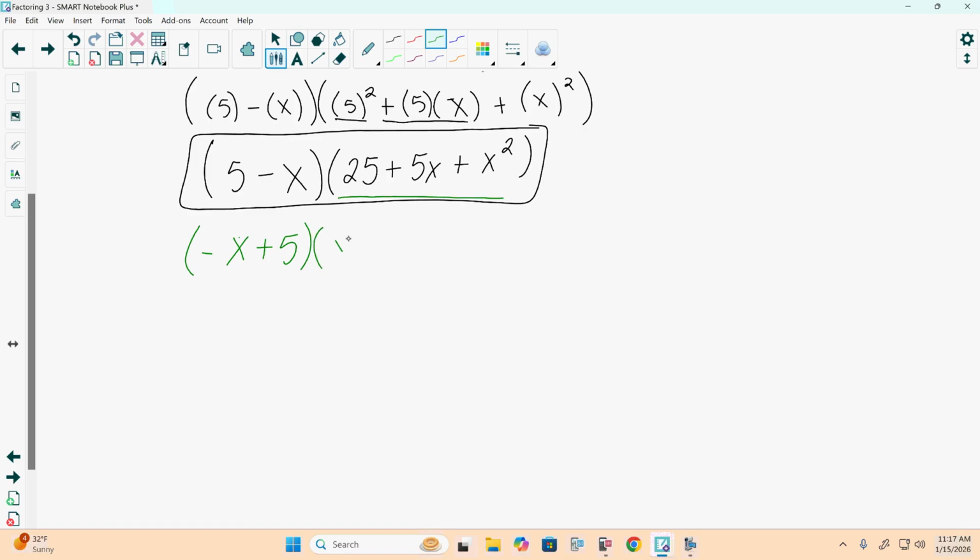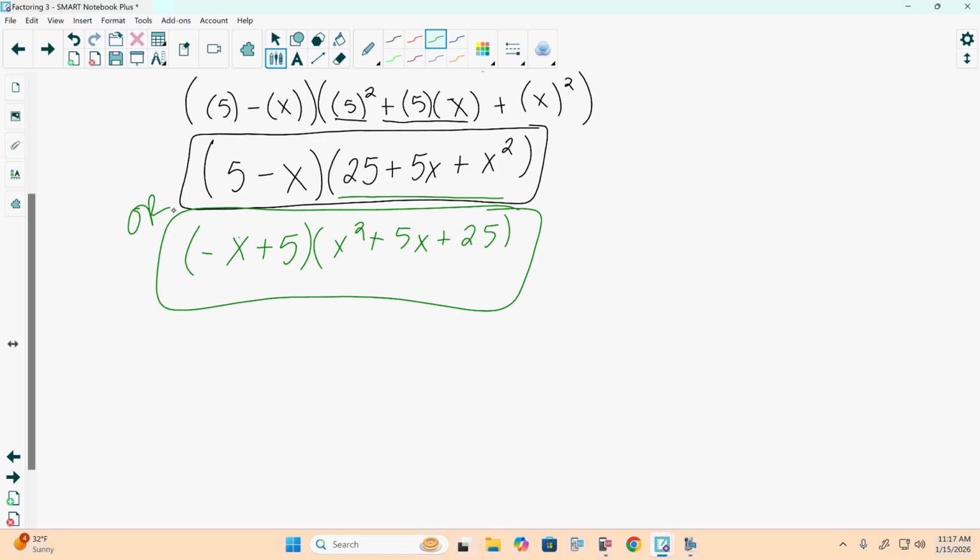We can actually switch this around too if we wanted to. Really all we do is switch the x squared and 25. Now since they're both positive, it looks the exact same. It's that negative that makes the front end of this different. These are both the same answer. There's nothing saying that we can't leave it as 5 minus x times 25 plus 5x plus x squared. That's fine. Questions on this here?